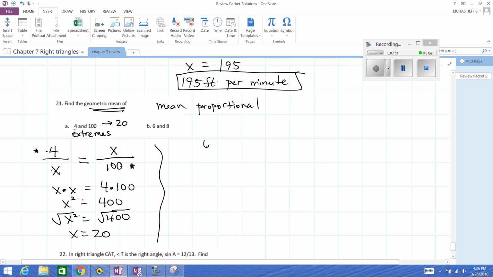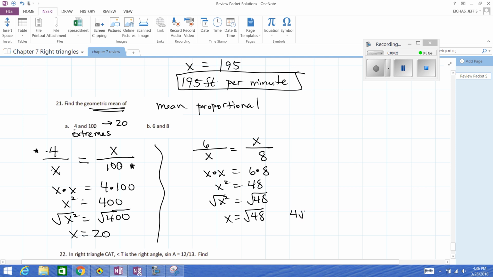So same setup. 6 and 8 are your extremes. I like to put them diagonally, and the means are between them diagonally. So x times x will equal 6 times 8. x squared is 48. Square root both sides. It doesn't say simplest radical form, but they're probably going to ask for that. That's a little under 7, just under 7. It'll be 4 root 3 if they ask you to simplify it, but since they didn't, I'm just going to leave it like that.